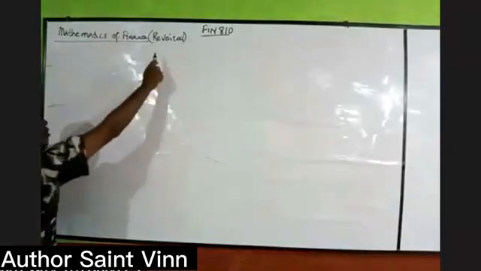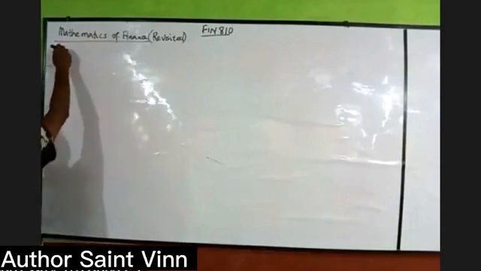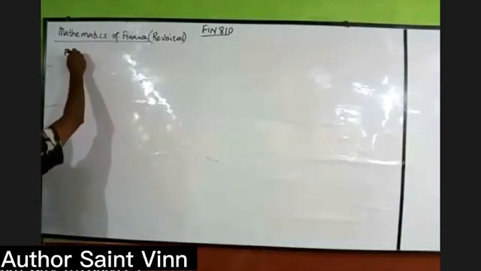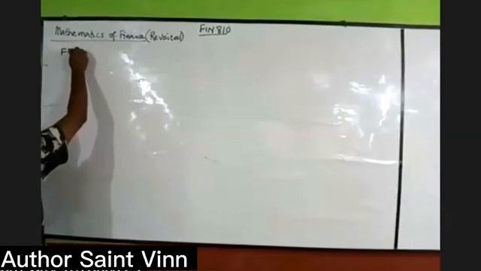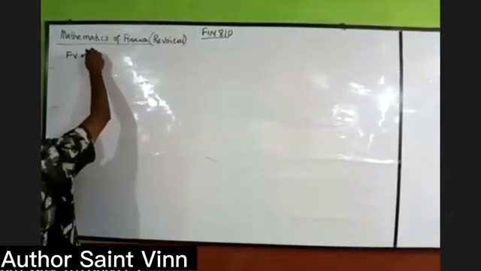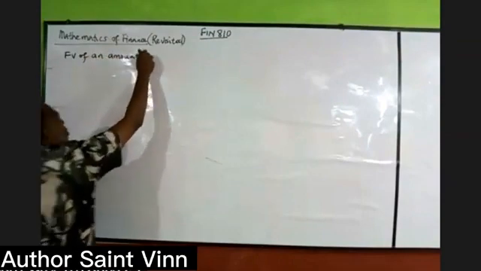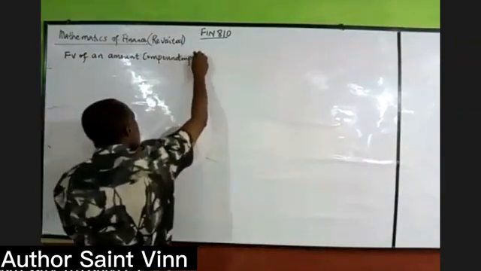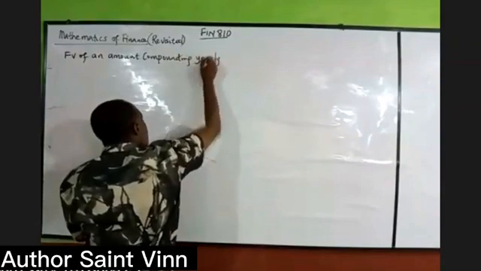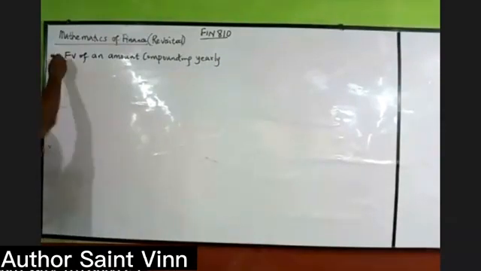Now, when you talk about mathematics of finance, we'll be talking about the future value and present value. So I'm going to analyze the formula and explain before we start solving. First, I want to look at future value. FV is future value of an amount compounding yearly. Are you seeing what I've written? Yearly or per annum, maybe? Very good. I'm taking my time.